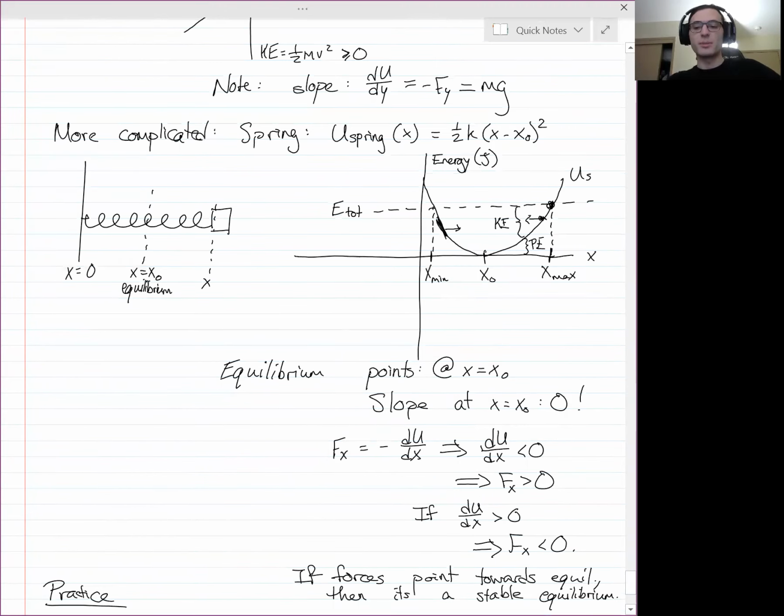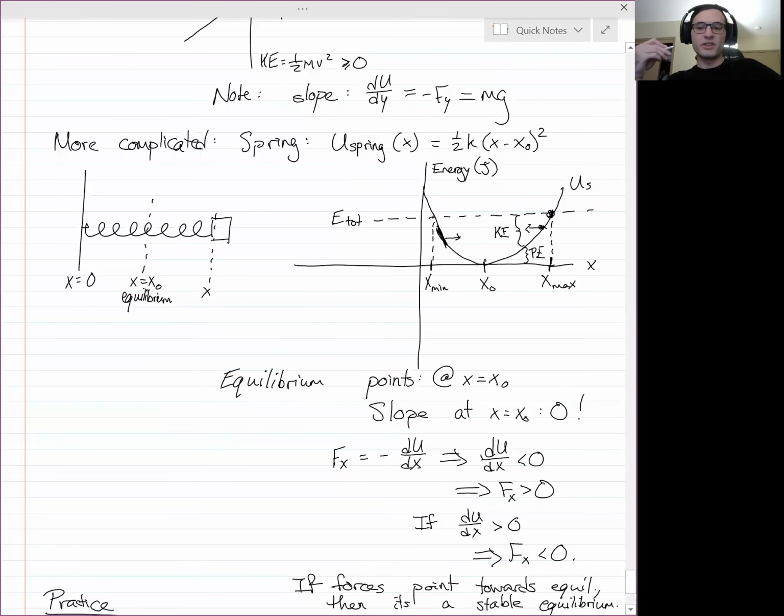Stable versus unstable equilibrium. If it's a stable equilibrium, then the object will be pulled back towards there. Think of a spring. A spring always pulls you back towards its equilibrium. An unstable equilibrium would be like me balancing my pen on my hand. It will stay there, but if you just give it a little nudge, it'll fall away. So an unstable equilibrium will push you away from that equilibrium point.